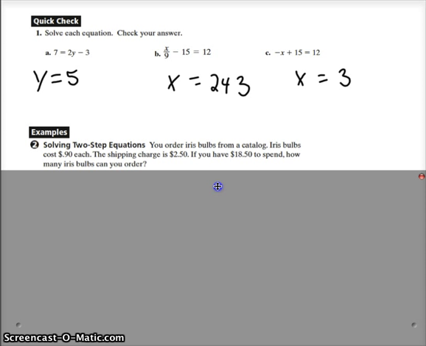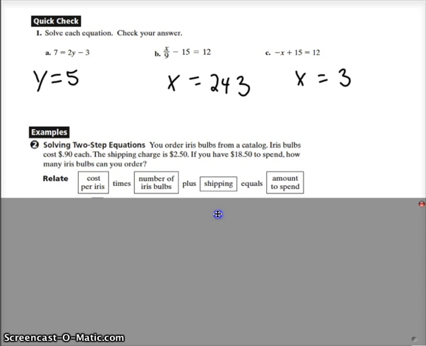Now we've got a word problem. The word problem tells us that we are ordering iris bulbs from a catalog. The iris bulbs cost 90 cents each, and there's a $2.50 shipping charge. If we have $18.50 to spend, how many iris bulbs can we order? The first thing we want to do is write an equation. We're going to relate the cost per bulb times the number of bulbs we're going to order, plus our shipping cost, which is going to equal the amount we spend.